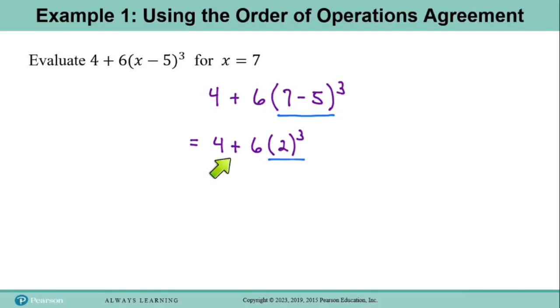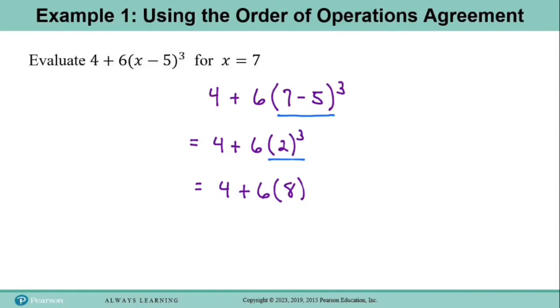So on the next line, I will copy this first part of the problem as is, but 2 to the third power I will replace with an 8. And again, I kept the parentheses, but if you wanted to at this point get rid of them, you could just write 6 times 8 with like a multiplication dot.